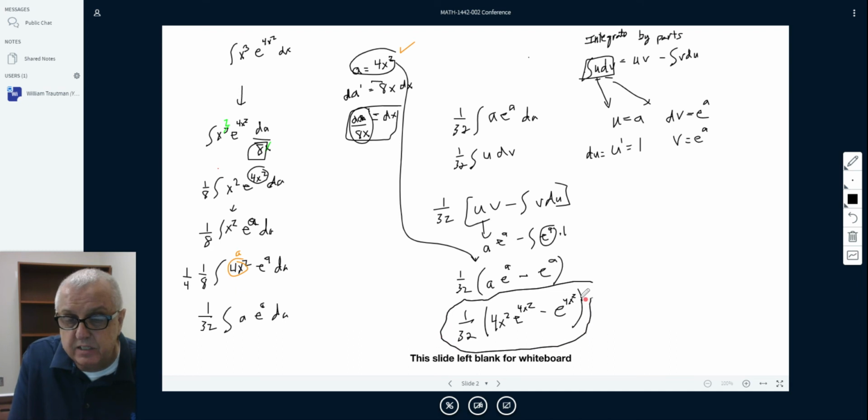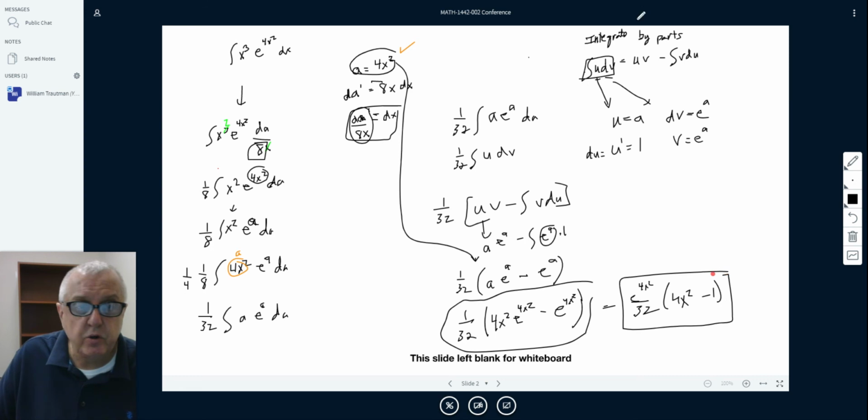And that's the answer. You can manipulate it by factoring out e to the 4x squared, if you wanted to. So you could write e to the 4x squared over 32 times 4x squared minus 1. I hope this helps.